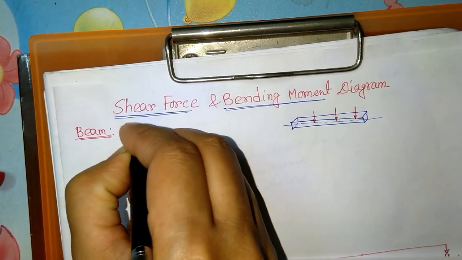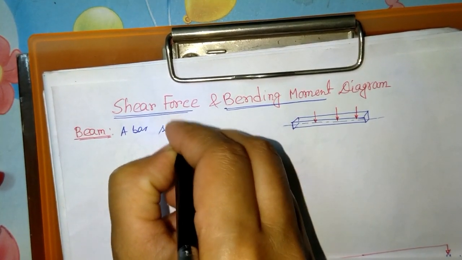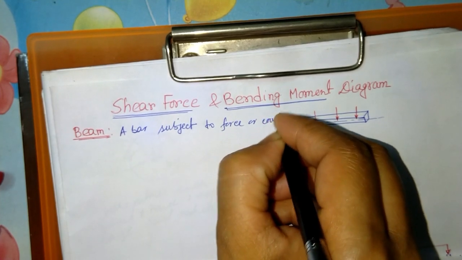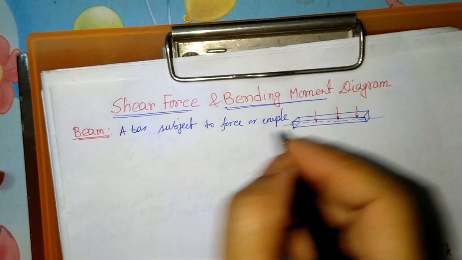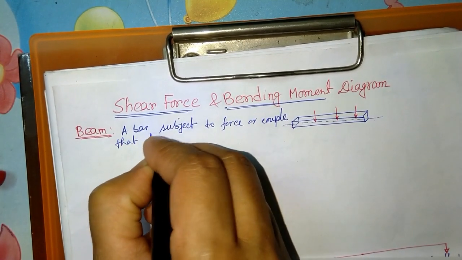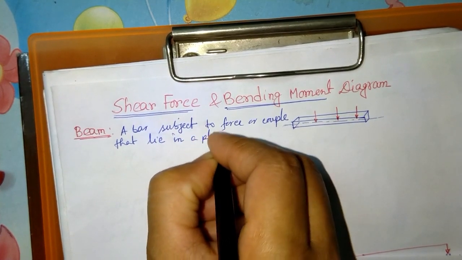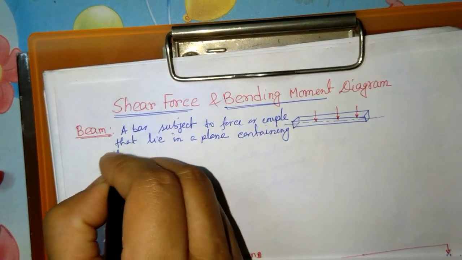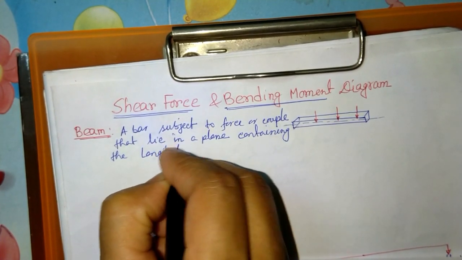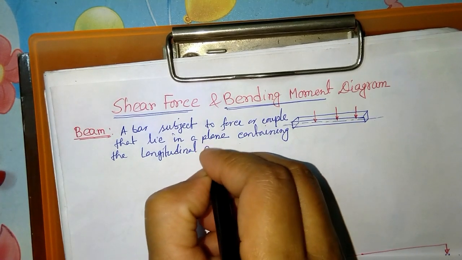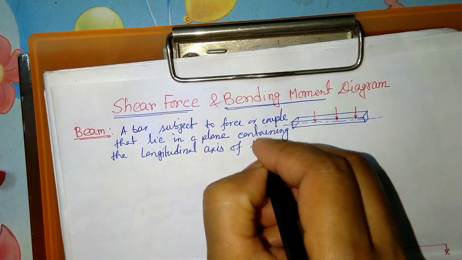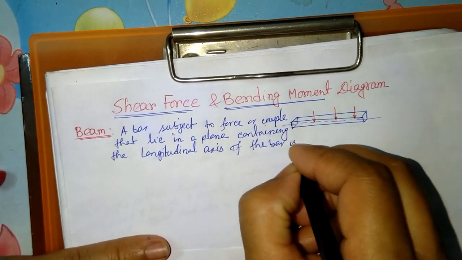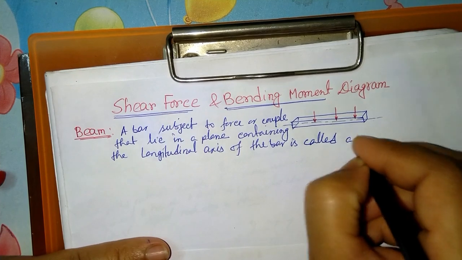In other words, we can write: a beam is a bar subject to force or couple that lie in a plane containing the longitudinal axis of the bar is called a beam.